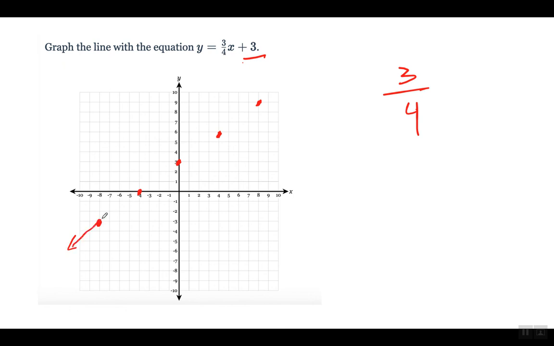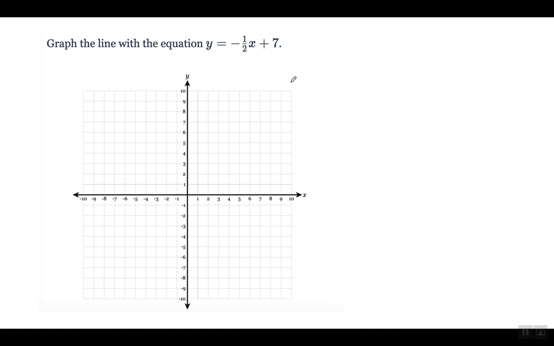And there's my line. All right. I'll make this one the last example because I think I've done more than enough.